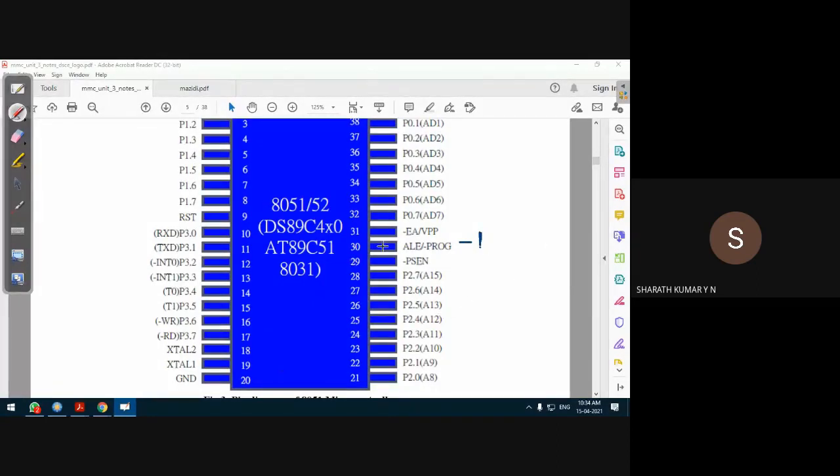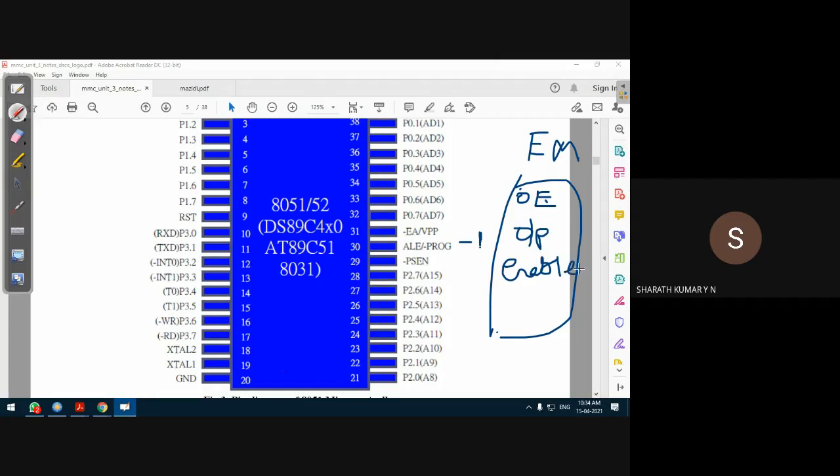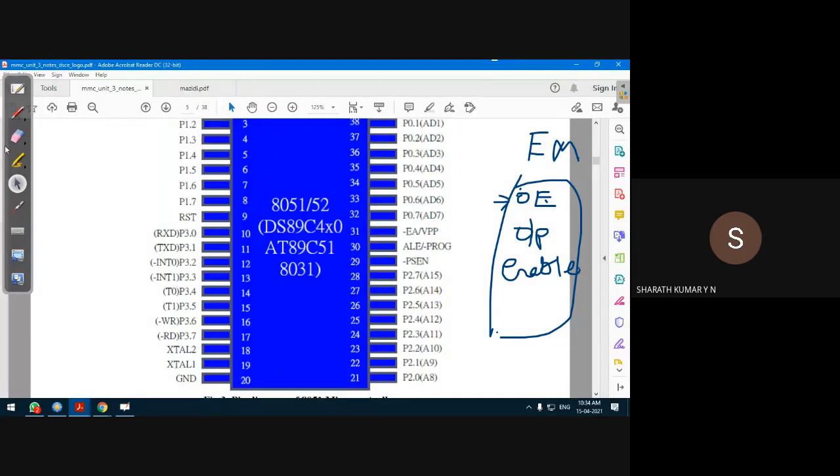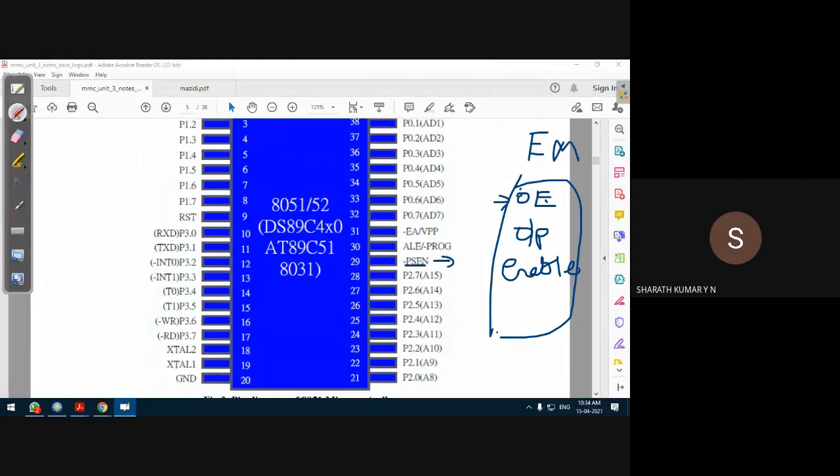There is something like this. The 8051 is interfaced to external memory. Let me write external memory here. Now this external memory has a pin called OE, which stands for output enable. So this pin will be connected to OE, output enable. Sorry, I'm discussing PSEN, guys. This is not ALE, I'm sorry. This is PSEN, program store enable.